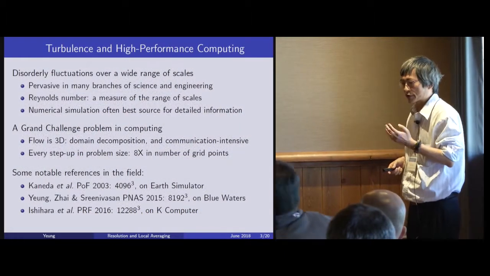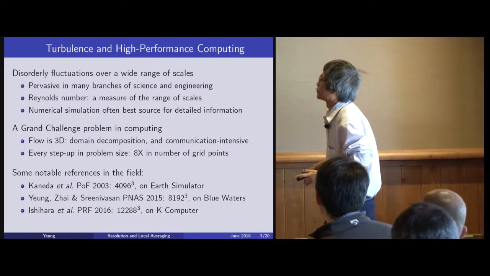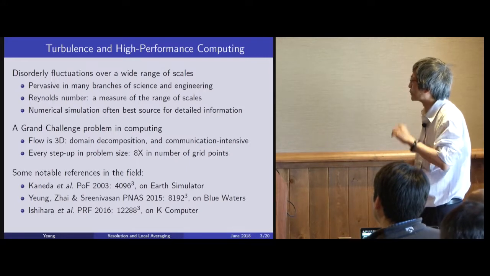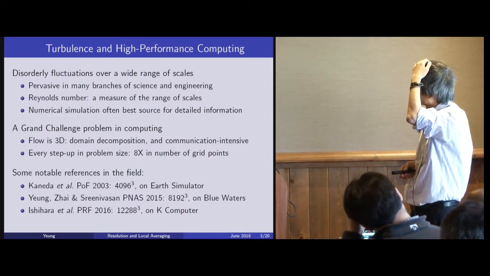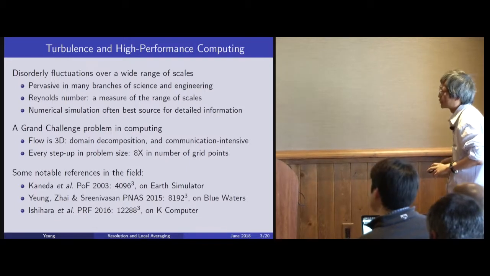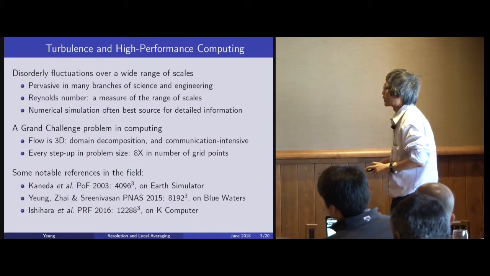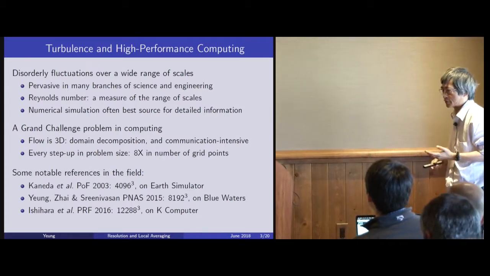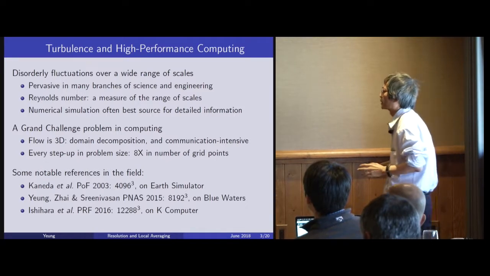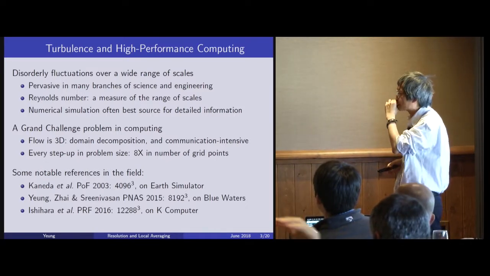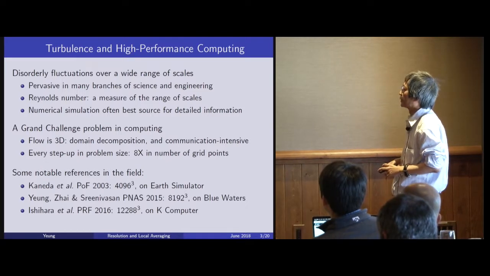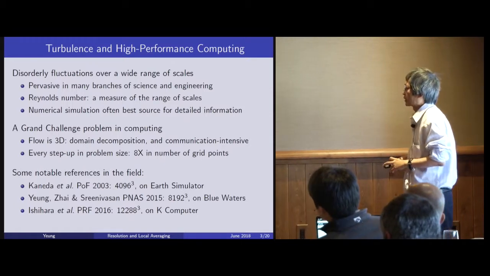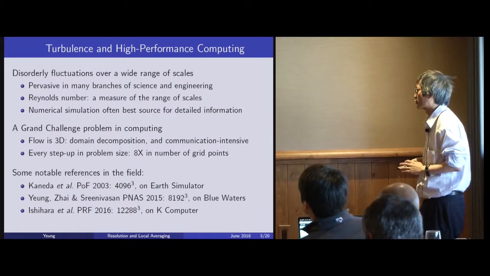I think the preceding speaker already made my task a lot easier in introducing the importance of turbulence and also why high-performance computing can be helpful. So of course we have a disorderly fluctuation over a wide range of scales in both time and space. Turbulence is important to atmospheric scientists, planetary physicists, as pointed out in the preceding talk, and of course in many other disciplines. The Reynolds number is important here as a measure of the range of scales that we have. And numerical simulation often is the best source of detailed information. Maybe some experimentalists would not perfectly agree.